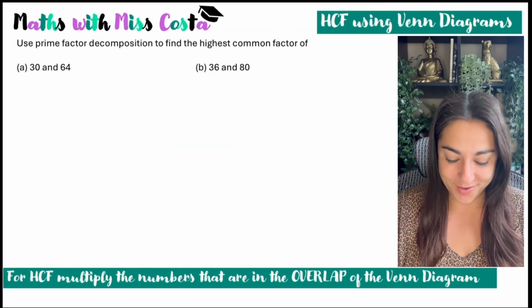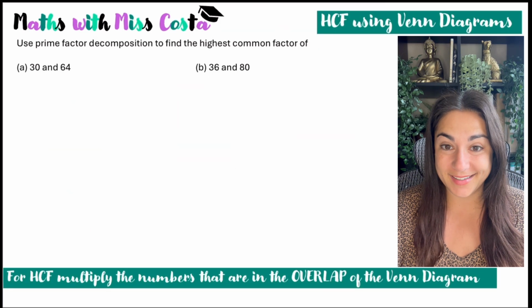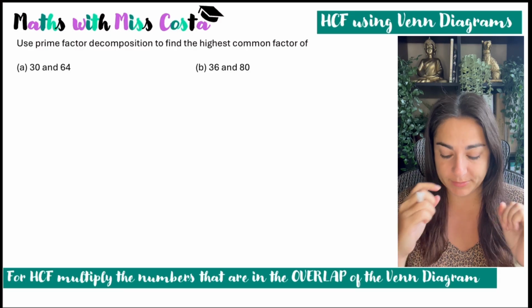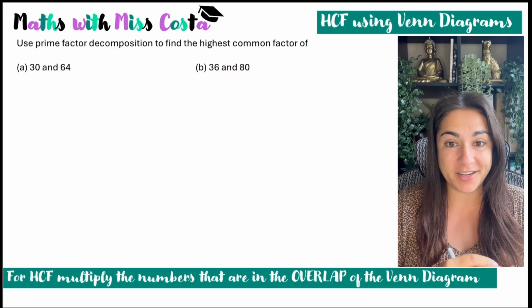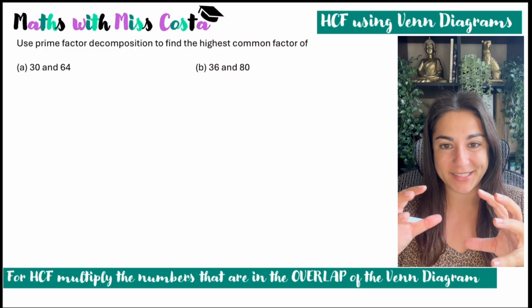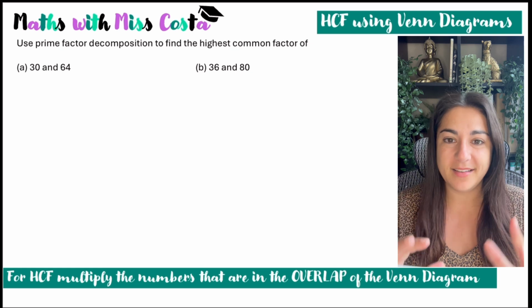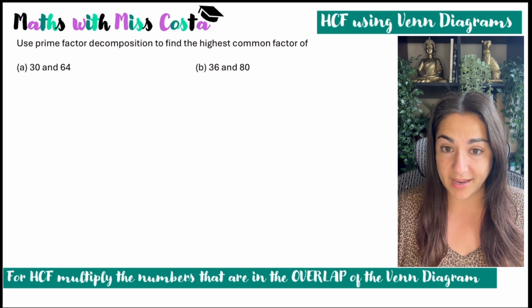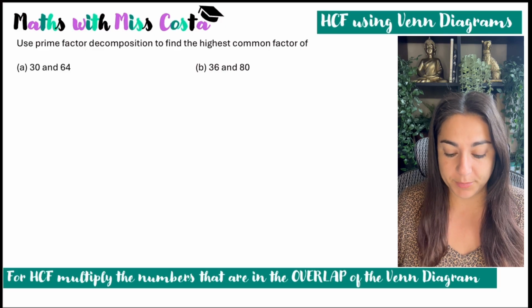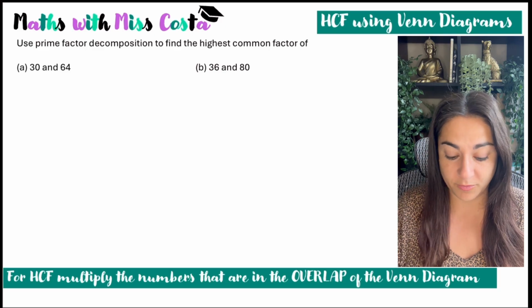Okay, so far we've learned a really cool trick as to prime factor decomposition, how to write a number as a product of its prime factors. And we also learned about Venn diagrams. So now we're going to learn about how to put those two skills together to find a shortcut way to working out the highest common factor of a number. So it's saying use prime factor decomposition to find the highest common factor of these numbers.